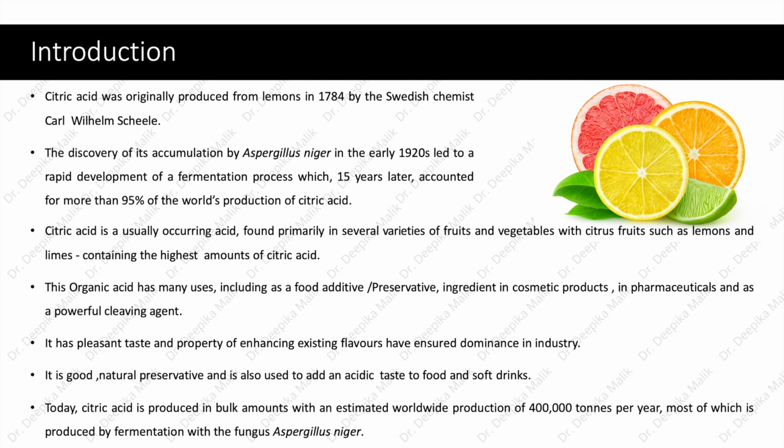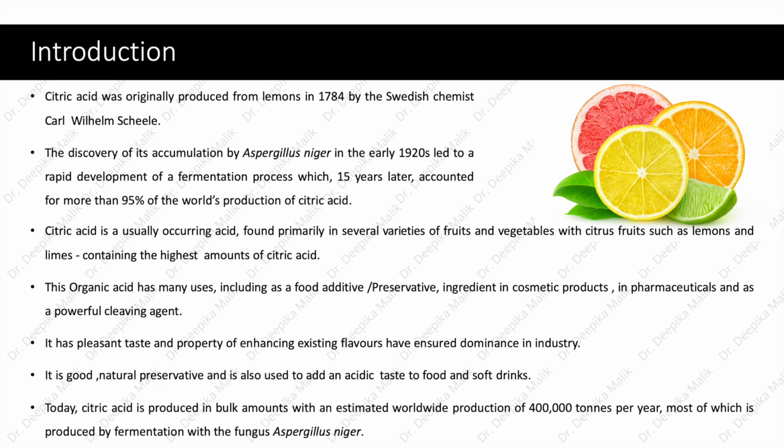Citric acid was originally produced from lemons in 1784 by the Swedish chemist Carl Wilhelm Scheele. The discovery of its accumulation by Aspergillus niger in the early 1920s led to a rapid development of a fermentation process which 15 years later accounted for more than 95% of world's production of citric acid.